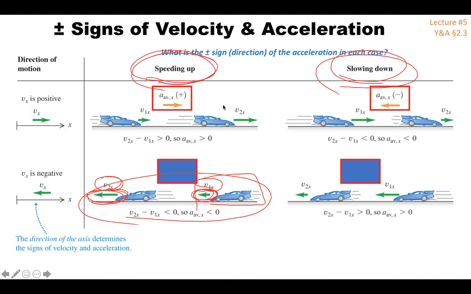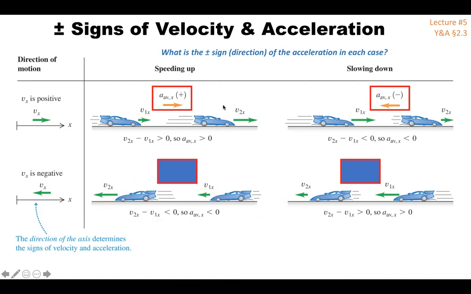Is the velocity becoming more positive or more negative over time? Because that's what the sign of acceleration should tell you. Is the car becoming more positive or more negative? In this particular case, the velocity is becoming more negative over time. We have a velocity that starts out with a small negative value, and at later times it becomes a bigger negative value. So the velocity is becoming more negative over time, and therefore the acceleration is negative.